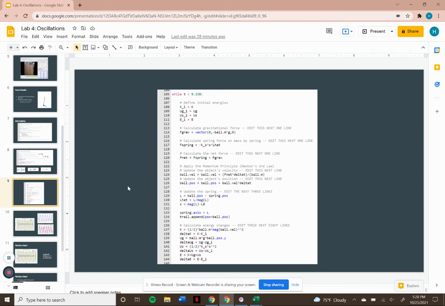During our while loop, we have to make some calculations that go through every timestamp and update our values. We have our gravitational force, which is negative mass times gravity, and our spring force, which is negative the spring constant times s times L hat, the unit vector. And we have F net, which is these two forces combined. We update the velocity and position using the momentum principle. Again, we use the formulas that we discussed before to update our values through this while loop.